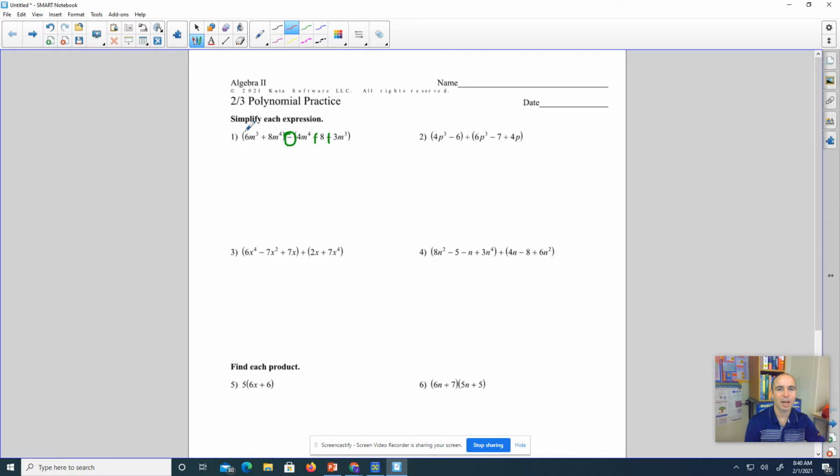So now I'm going to deal with my m to the 4th just because it's the biggest exponent. That's typically standard form. That's how we do things, right? So we got 4m to the 4th because it was 8 minus 4, right? Next, I'm going to do my m to the 3rd. So m to the 3rd, 6m to the 3rd plus 3m to the 3rd. That ends up being plus 9m to the 3rd.